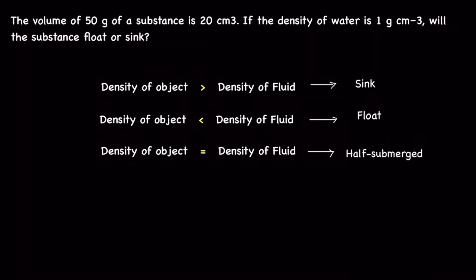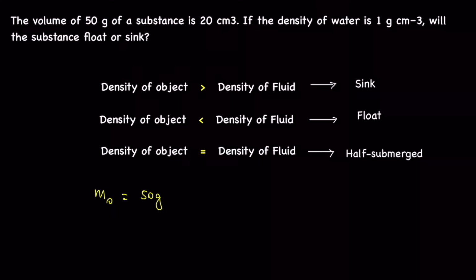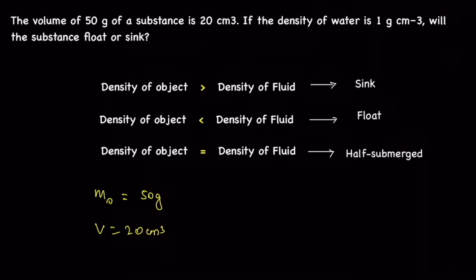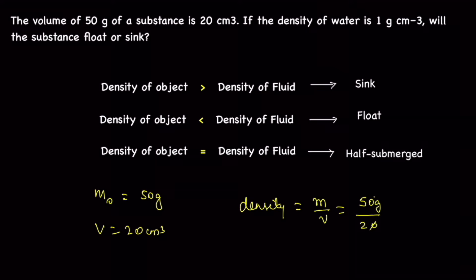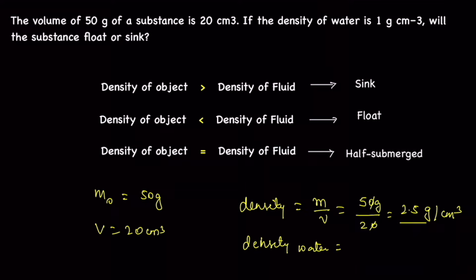So according to the question, mass of the object is given as 50 gram and its volume is 20 centimeter cube. So we know that density is equal to mass by volume. If we substitute the value, 50 gram divided by 20, it will come as 2.5 gram per centimeter cube. So this is the density of the object, and density of water is given as 1 gram per centimeter cube.